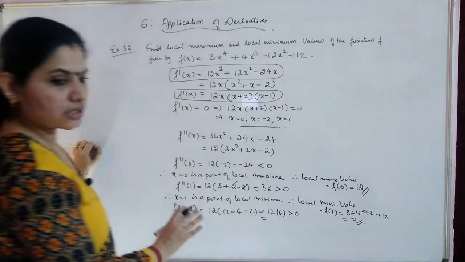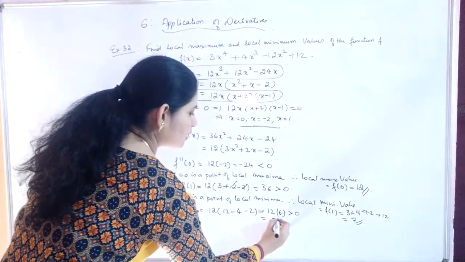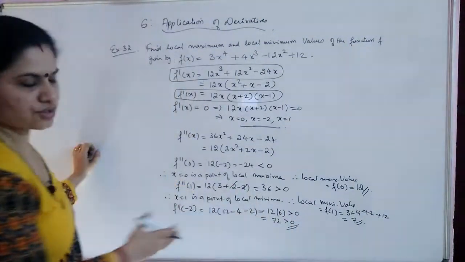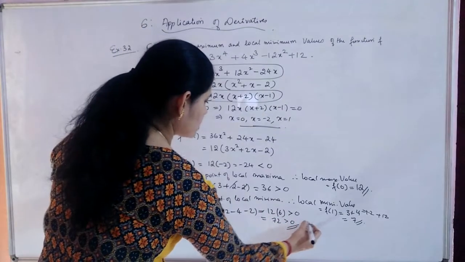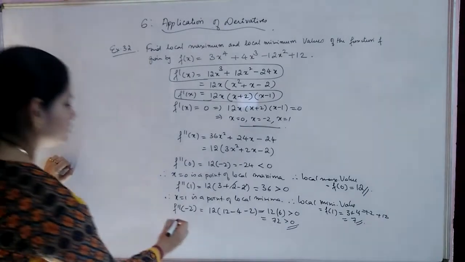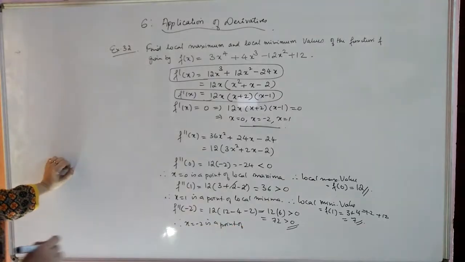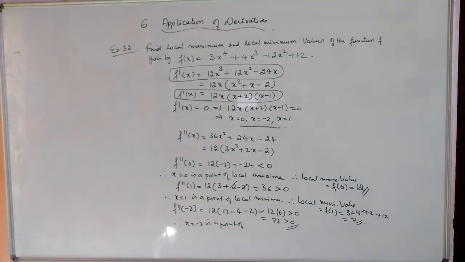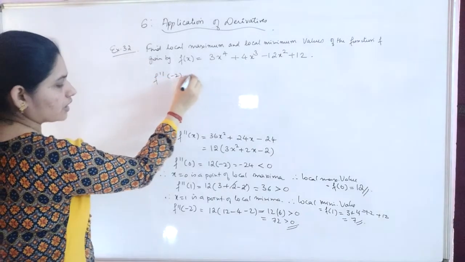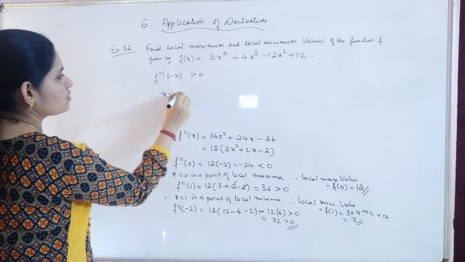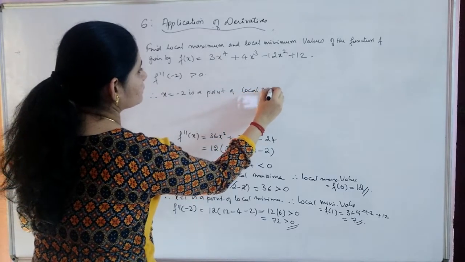Whatever be the value, you don't need that value. You have to just check whether it is greater than 0 or less than 0. Or else if you are writing the value, then also it's okay. Don't waste time for bigger values. Okay, you have to just check whether it is giving greater than 0 or less than 0. Therefore, again you can say that x equal to minus 2 is a point of local minima. So f double dash of minus 2, you are getting it to be greater than 0. Therefore, x equal to minus 2 is a point of local minima.